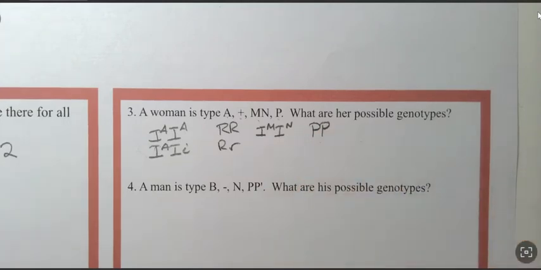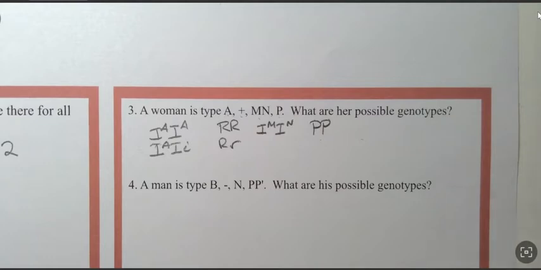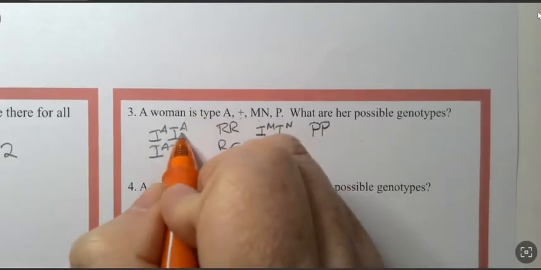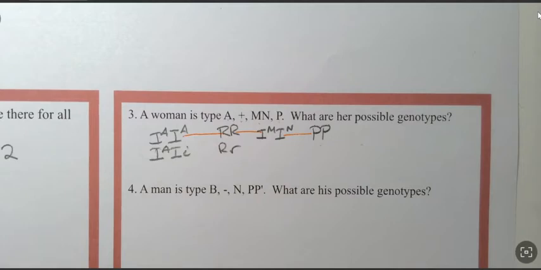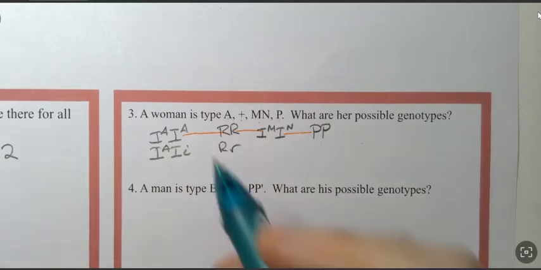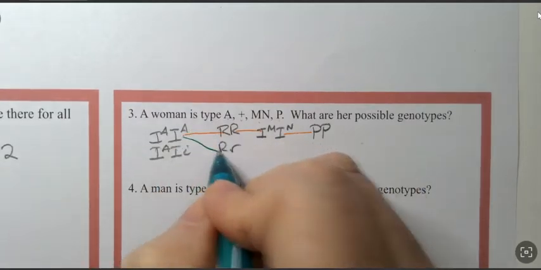So now I need to see how many ways can I combine this. Well, let me use some color here. It'll make it a little easier to see. I could go here like this, or I could go this way.